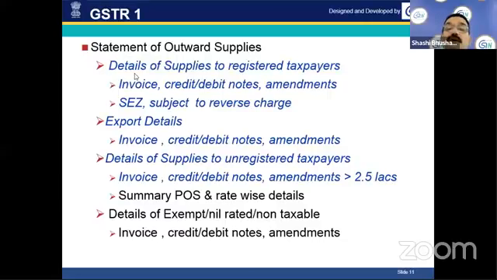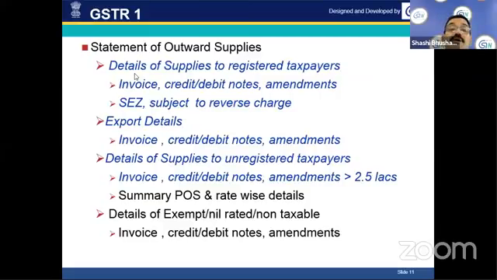In case of unregistered taxpayers, there are two types of transactions which the return wants. One, greater than 2.5 lakhs, which have to be reported at the invoice, credit and debit note and amendment level. And all other interstate supplies less than 2.5 lakhs have to be declared at summary level, POS and rate wise.